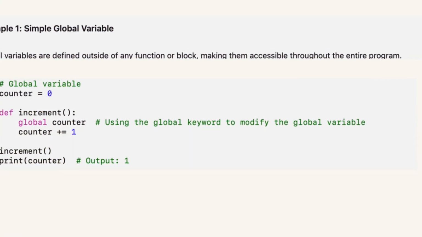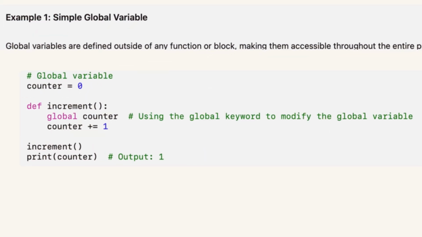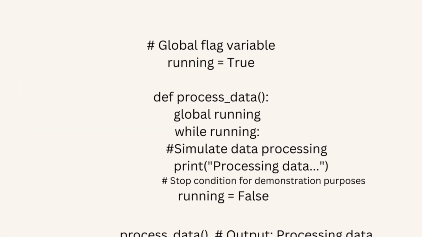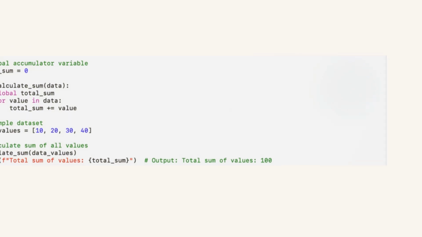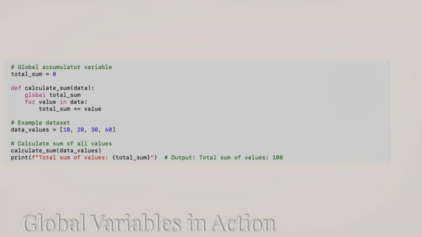Imagine you're building a game. Keep track of the player's score throughout different levels. Store it as a global variable, but use them sparingly. Overusing them can make your code harder to debug.